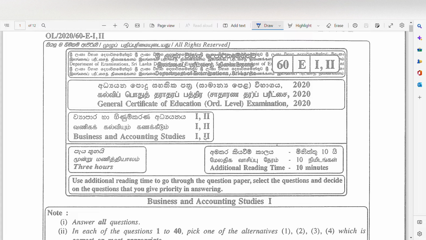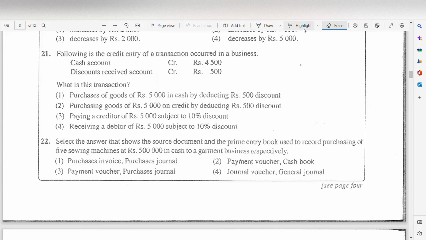Hi everyone, we are going to continue the discussion for the 2020 OL past paper for the subject Business and Accounting Studies, Part 1. Question number 21. Following is the credit entry of a transaction occurred in a business. Cash account credit 4,500, discount received account credit 500 rupees.